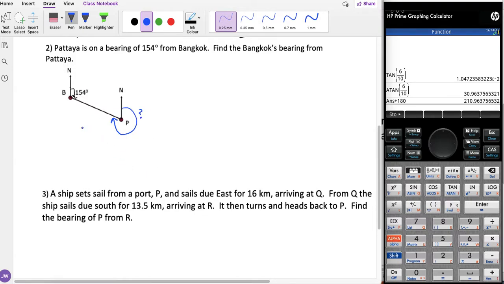We don't know it, but remember what I said: keep in mind your parallel line theorems, because every north line will be parallel to every other north line. So we know that these two are going to add up to 180. If we subtract, we get 26 degrees for this little angle, and we need this whole angle. So therefore our bearing is going to be 360 minus 26. What's that? 334?